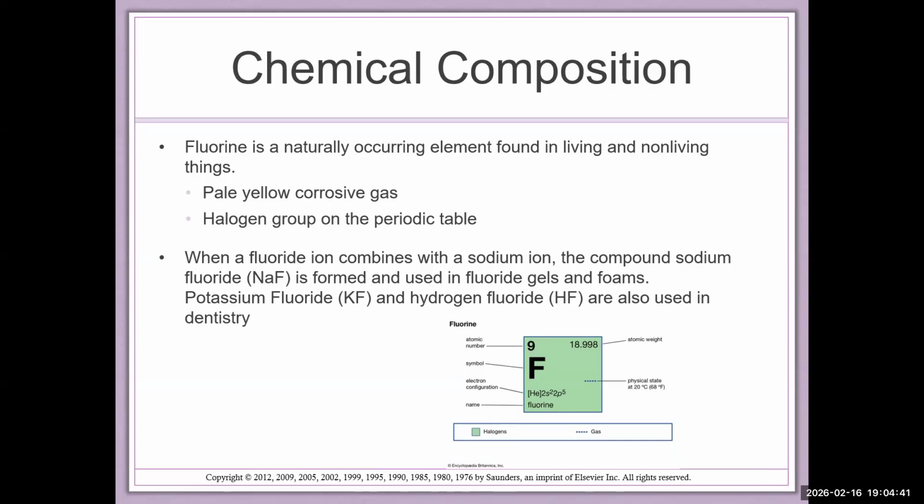When a fluoride ion combines with a sodium ion, which is abbreviated as Na, the compound sodium fluoride, NaF, is formed. That is what's used in gels and foams, the topical fluoride that we talked about a couple of slides ago. And then there's potassium fluoride, otherwise known as KF, and hydrogen fluoride, HF. Those are also used in dentistry.